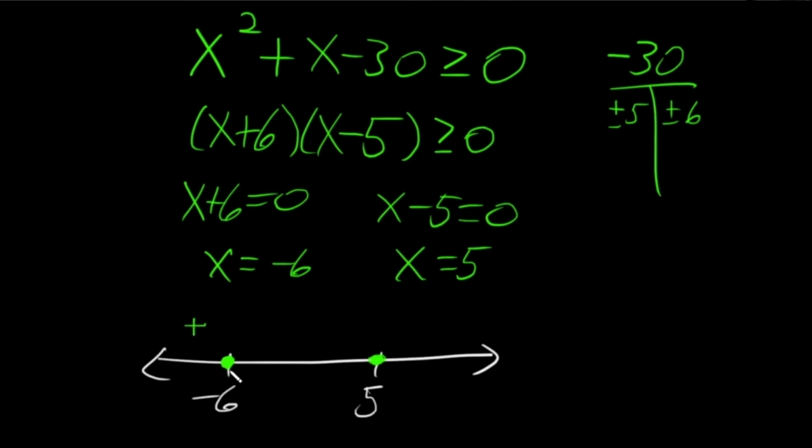Now we need to test any number between -6 and 5, not including those numbers. So 0 is somewhere in between. 0 plus 6 is a positive number. 0 minus 5 is negative. Multiply those two, you would get a negative number. So that's no good. Finally, to the right of 5, we can pick, let's say, 7. 7 plus 6, that's positive. 7 minus 5, also positive. Multiply two positives, we end up with a positive. We're looking for the answer to be greater than or equal to 0. So we're going to shade anywhere that we got a positive result, to the right of 5 and to the left of -6.